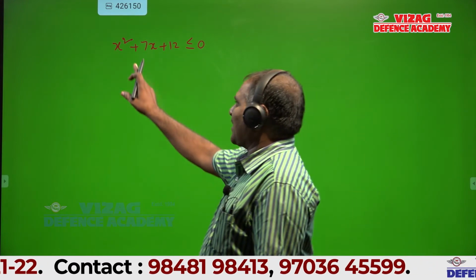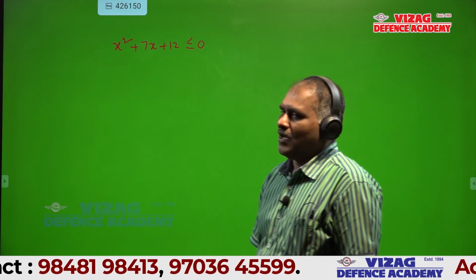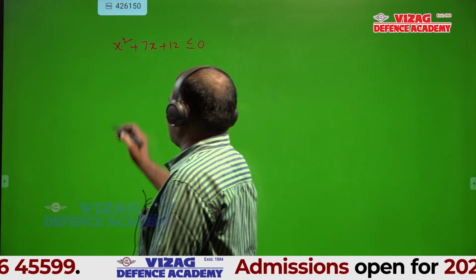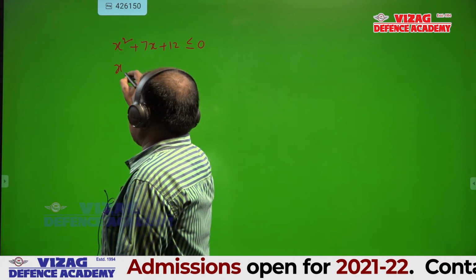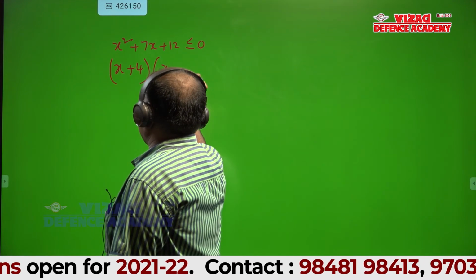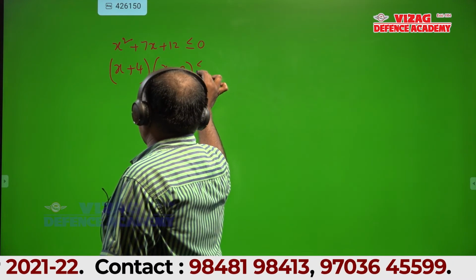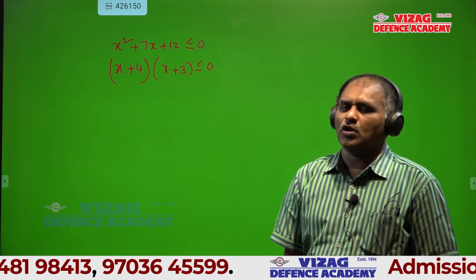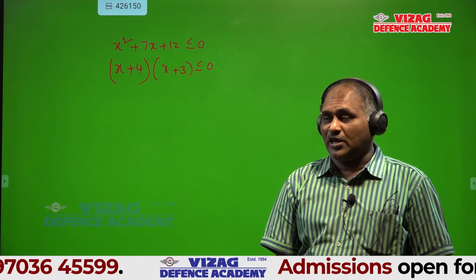What are the factors of this equation? Minus 4 and minus 3 are the roots. That is, x plus 4 into x plus 3 is less than or equal to 0.